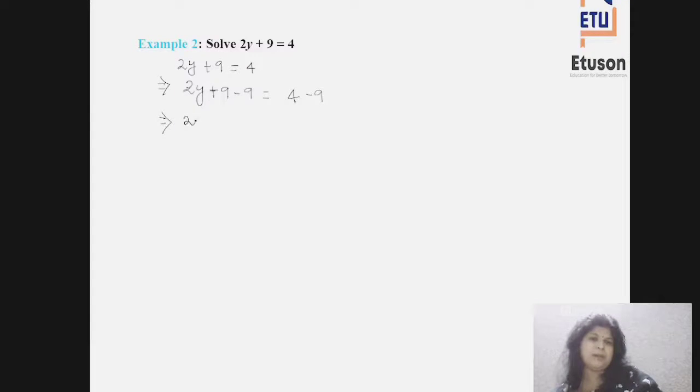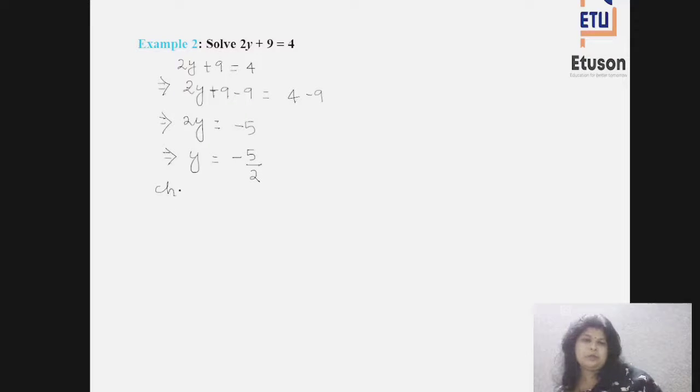So 2y is equal to, the value is here, 9 minus 9 is 0. So 4 minus 9 is minus 5. So what is the value of y? So y is equal to minus 5 by 2.